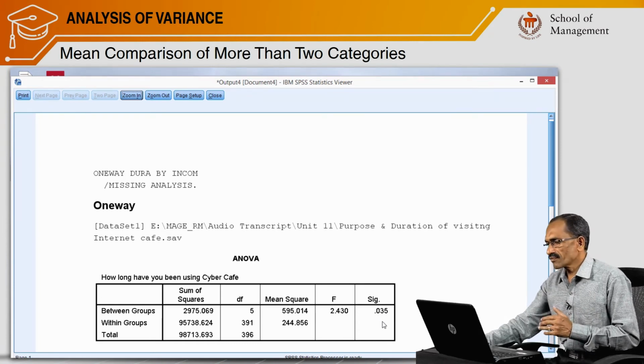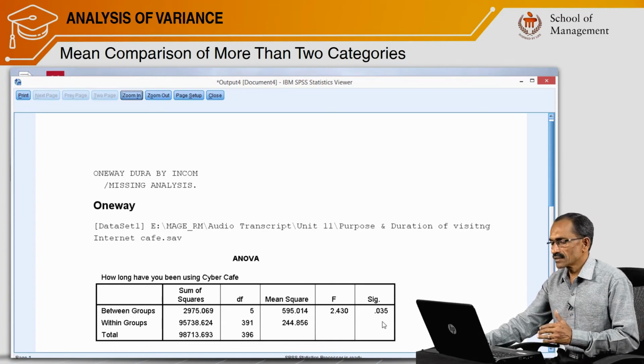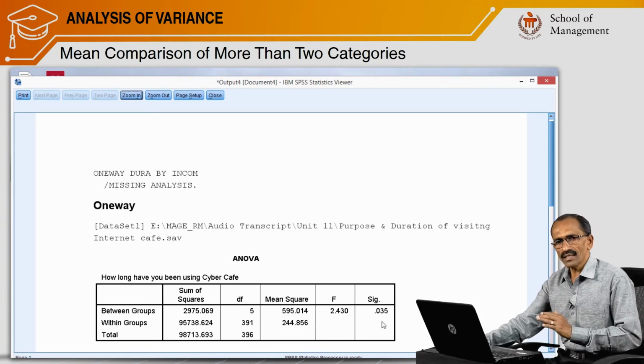This 0.035 implies that we have ample statistical evidence in this result to reject the null hypothesis. Let's recall the null hypothesis: there is no significant difference. Since we are rejecting the null hypothesis, we can come to the conclusion that there is a significant difference in the internet cafe visit. What does it mean exactly? It means that income is an influential factor in deciding the duration of internet cafe visit.